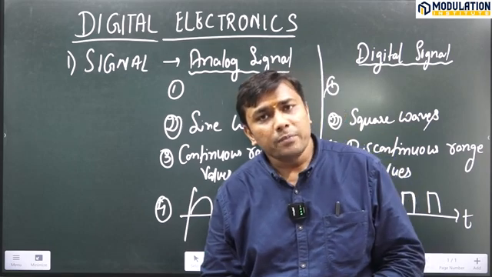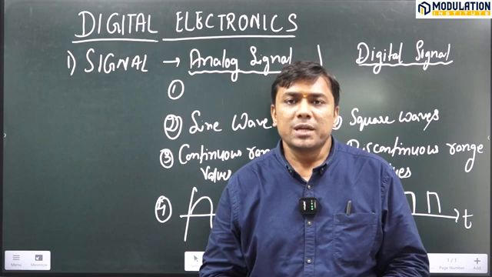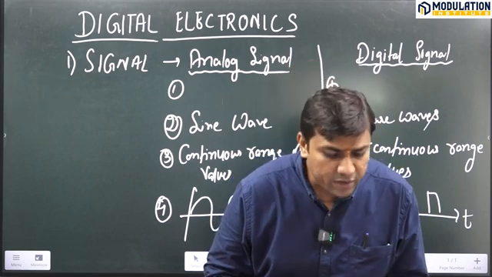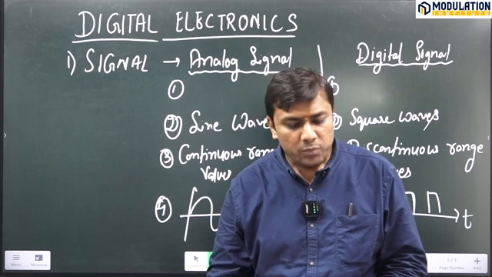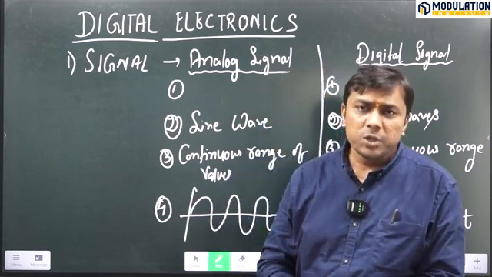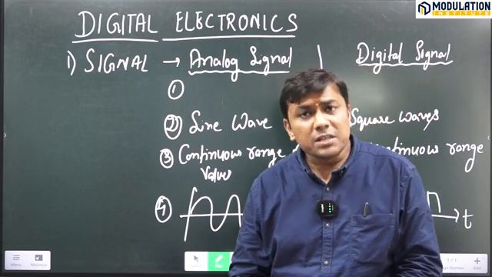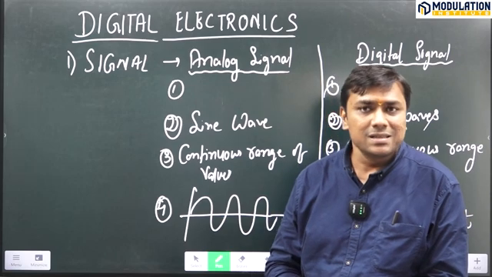Again, I would like to explain the definition of analog signal. A signal which has continuous variation with respect to time is called an analog signal. A signal which has discrete variation with respect to time is called a digital signal.